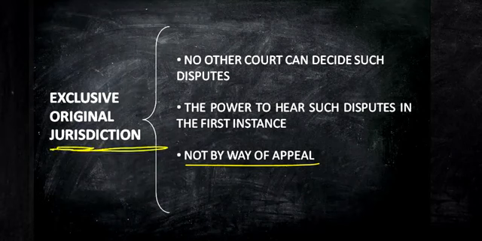Do you understand? See, what I have finally explained here is that exclusive original jurisdiction is given to the Supreme Court. Okay, and it implies that the Supreme Court has the sole power to resolve all the disputes between the center and the state, and those disputes I have explained. So this is the power of the Supreme Court to decide or resolve the disputes between center and state.